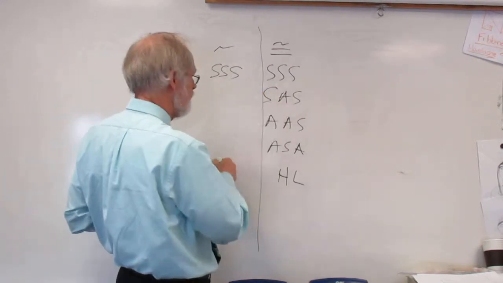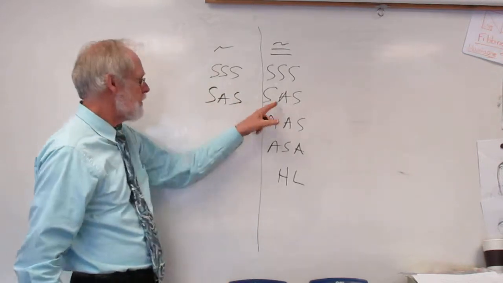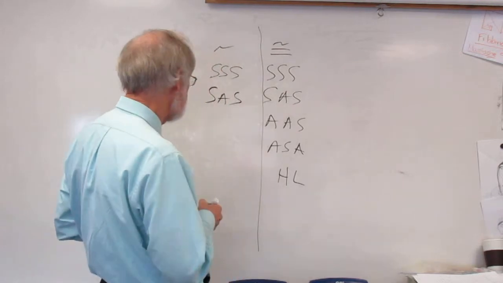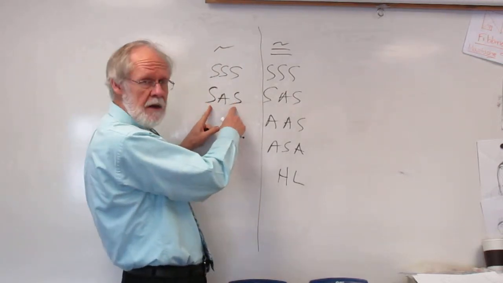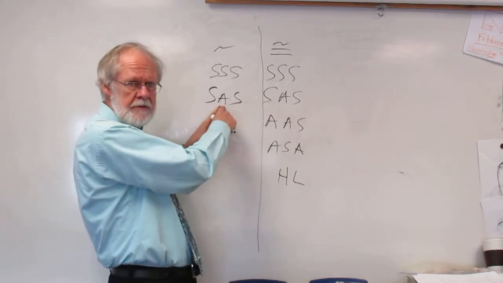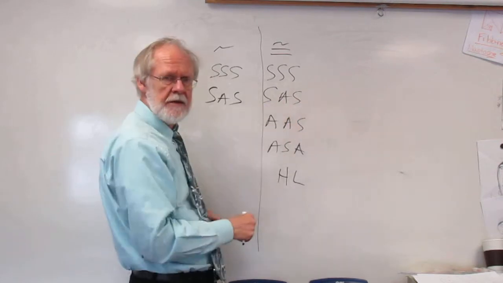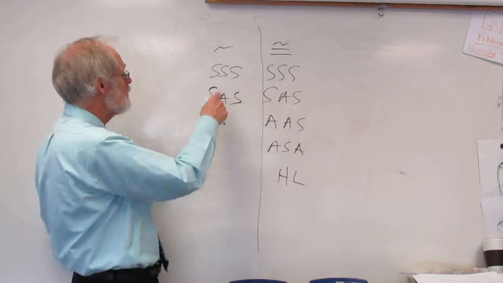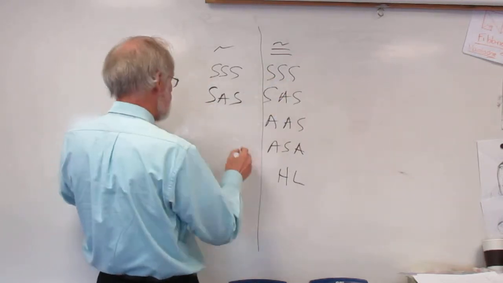Different from congruence. All right, the second one is SAS, which looks a whole lot like this one, but it's not, because in similarity, we are saying 2 sides have to be proportional and the angle in the middle has to be congruent. Over here we said 2 sides have to be congruent and the angle in the middle has to be congruent. Proportionality versus congruence. Similarity versus congruence.